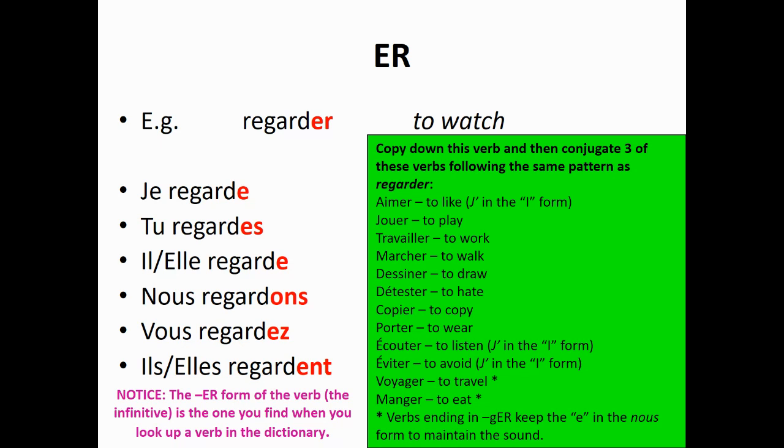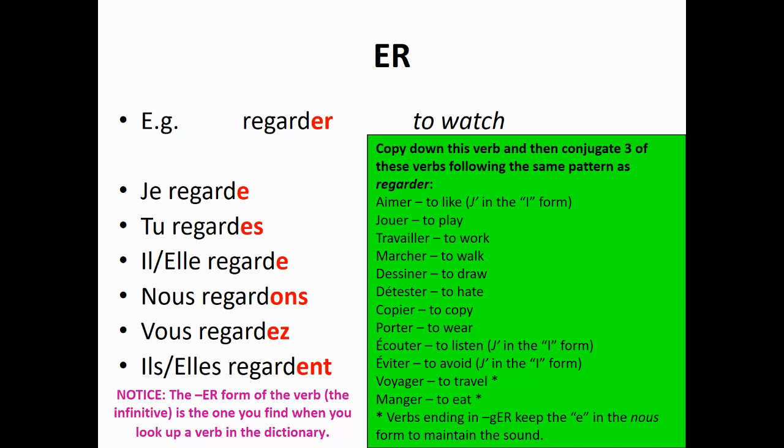So we've taken off the ER. That's why it's in red. We've chopped that off. It leaves regard. We've talked about that. REGARD. And the endings we already talked about were e, es, e, ons, ez, ent. So you can see those in red. We're adding the E to the ending for je. So it's je regarde. Again, it's just the ending. Sometimes it's silent. We know that about French.